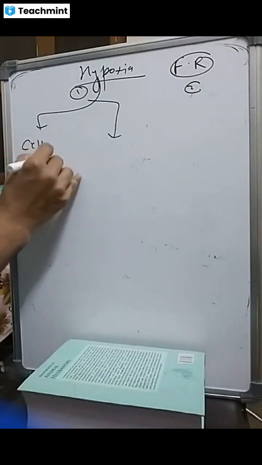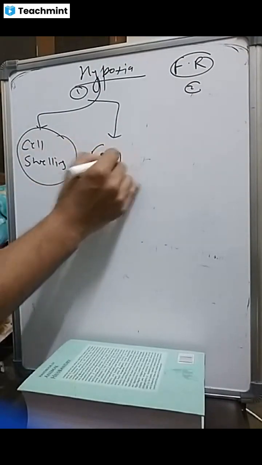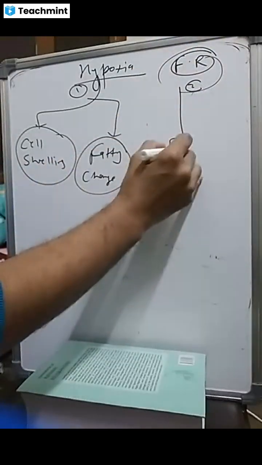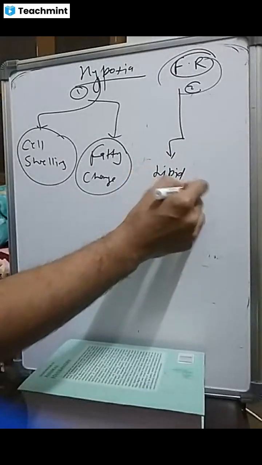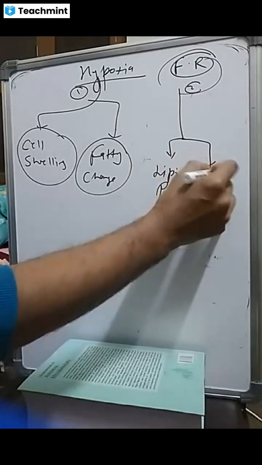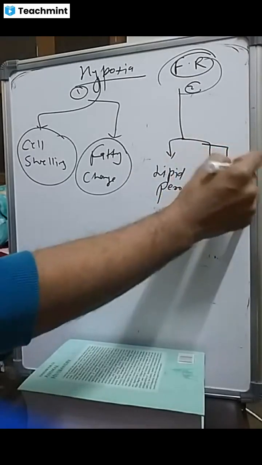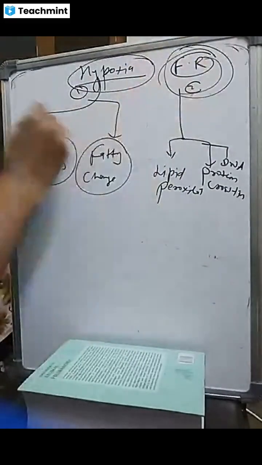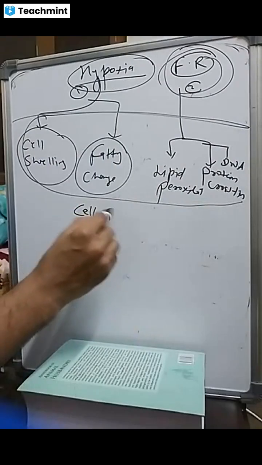This leads to cell swelling and fatty change. But these radicals cause lipid peroxidation, they cause protein cross-linking, and third, DNA damage. So hypoxia and free radicals are causing three types of cell injury.